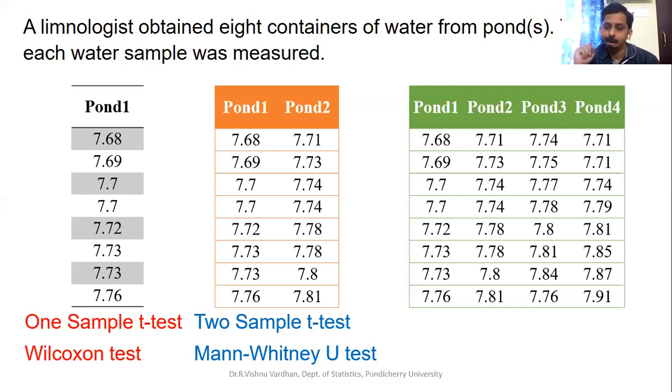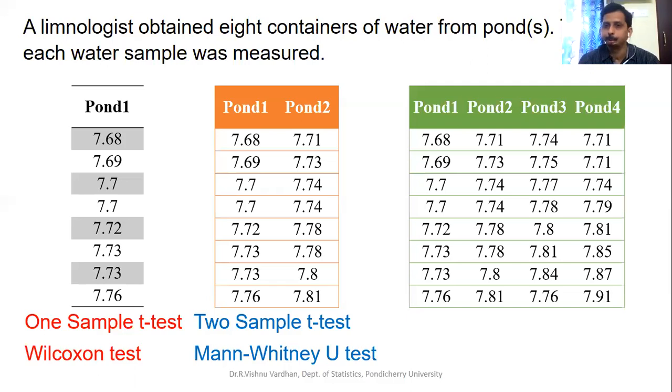What about the alternative hypothesis? Can I write mu1 not equal to mu2 not equal to mu3 not equal to mu4? No, that is not the right way to write it. The right way to define the alternative hypothesis is: at least a pair of ponds differ on an average pH concentration.